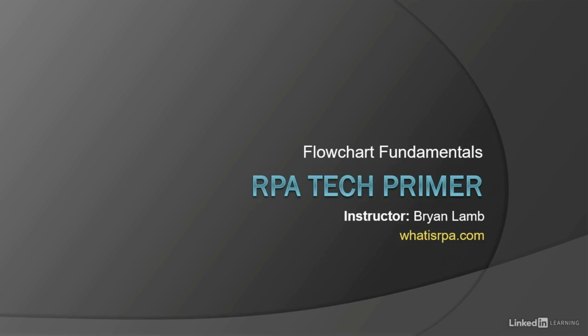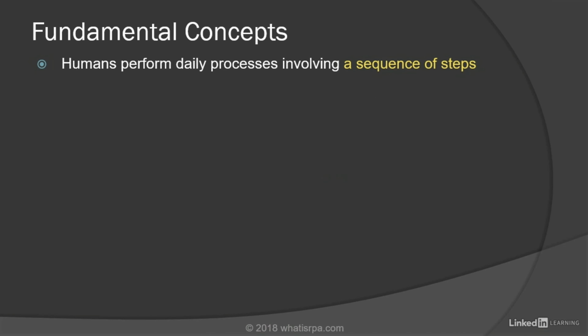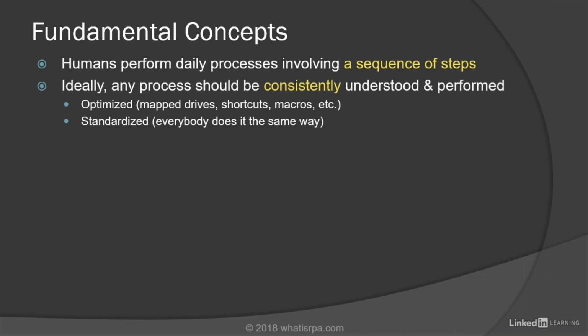Let's take a look at some flowchart fundamentals. When we're at work, humans perform daily processes involving a sequence of steps. Ideally, any of these processes should be consistently understood and performed by anybody on the team. Our processes should be optimized, and what I mean by that is we use mapped drives, shortcuts, and macros to make the process as efficient as possible and reduce the number of clicks that are required to get a task done. They should also be standardized, meaning that everybody does it the same way.